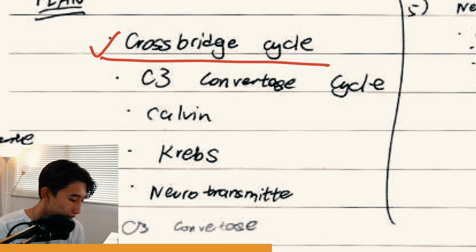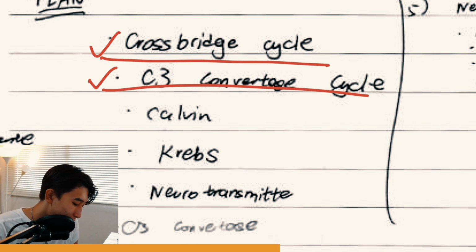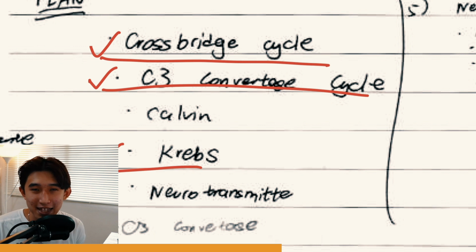Definitely not C3 convertase with C3a, C3b complement proteins, definitely not even mentioned in A-level biology, so I went above and beyond here. Krebs cycle, definitely not. So anything to do with glycolysis, link reaction, Krebs cycle, oxidative phosphorylation, photosynthesis, light independent, dependent reactions, always mention this.